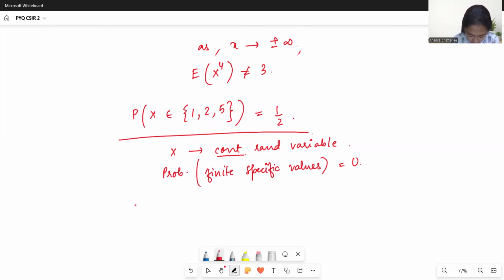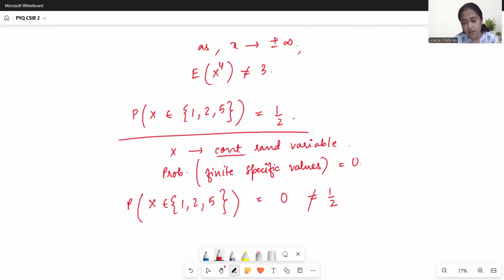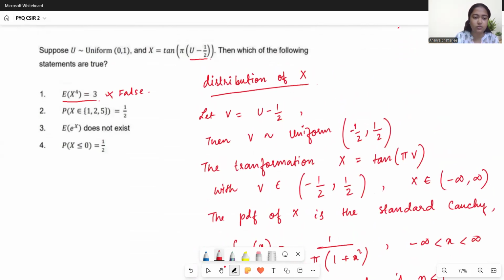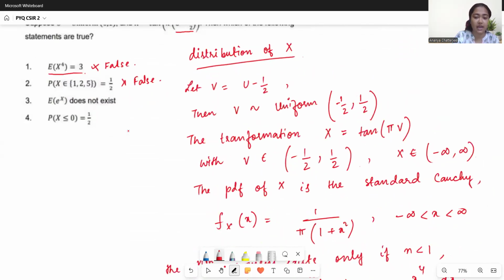Okay, so from here what we get is probability x belongs to 1, 2, 5 is equal to 0 and not half as given here, right? So from here we get statement 2 is also false. Now moving to statement 3, it is given expectation of e to the power x does not exist.